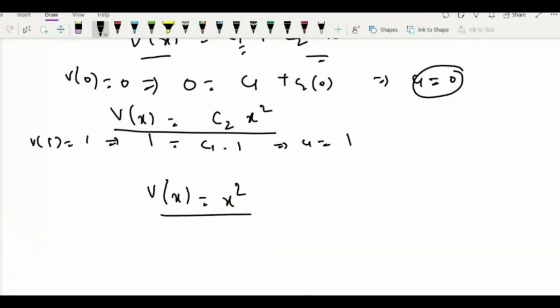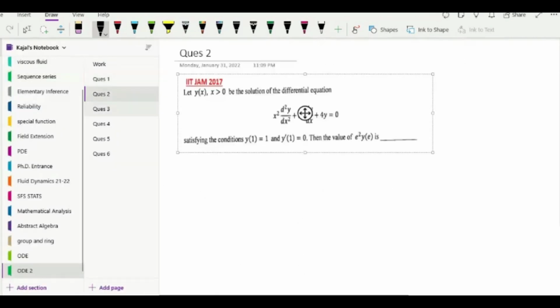In the question, we have been asked V of -2. So just substituting -2, we get 4. So the required answer is 4. Moving to our next question.